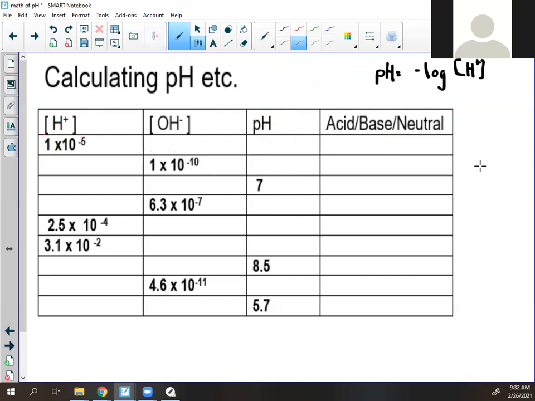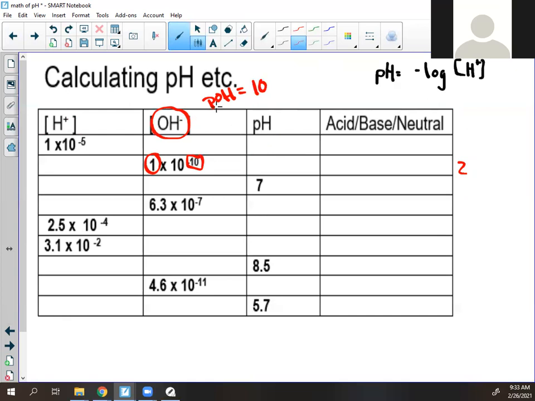Let's come back to row number 2. Is this a 1? Yes. That means, but this is OH, right? So that means my pOH is equal to what? No, that'll be my pH. It means my pOH is 10.